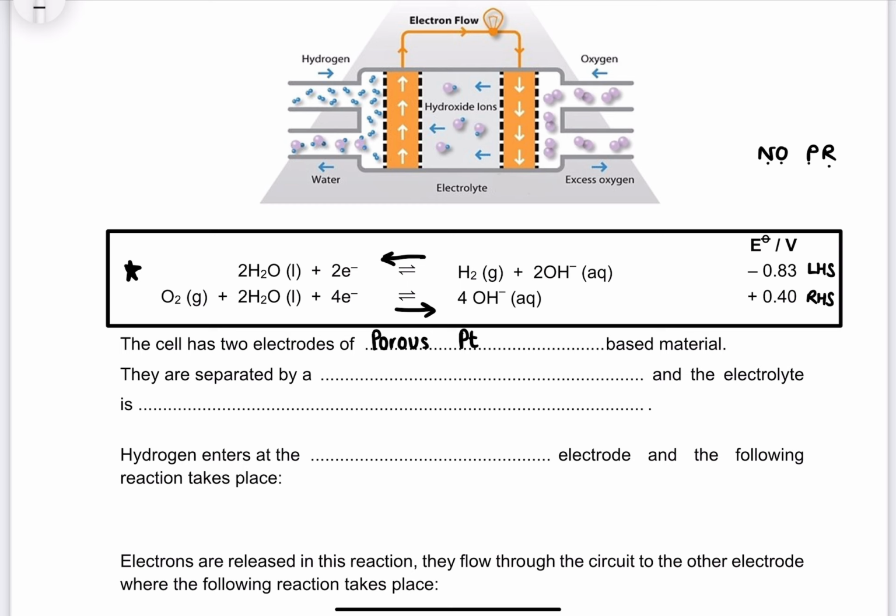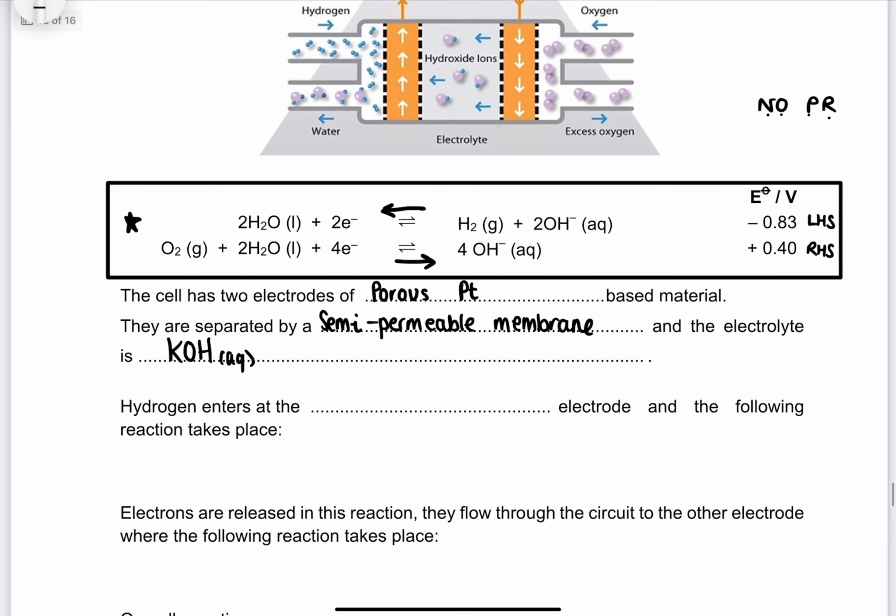The cell has two electrodes made of porous platinum because there are no metals in this hydrogen-oxygen fuel cell. They're separated by a semi-permeable membrane that is going to allow the ions to flow and complete the circuit. So that's like our salt bridge. And the electrolyte we use is an alkaline, so like KOH or NaOH.